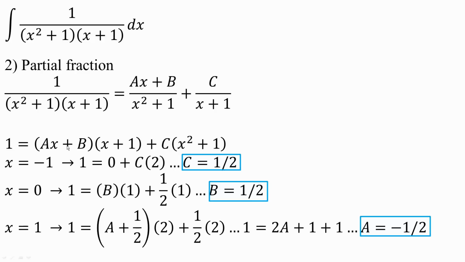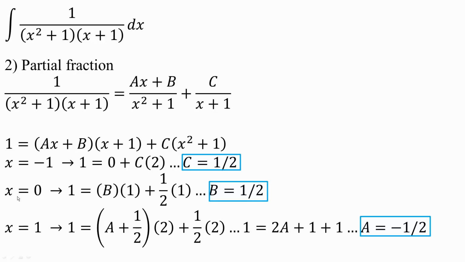Next, I need to try to solve for a, b, and c, and so one way to do this is if I say that x is equal to negative 1. If x is equal to negative 1, this term right here becomes 0. So I would get 1 is equal to 0 plus c times 2, so c is equal to 1/2.